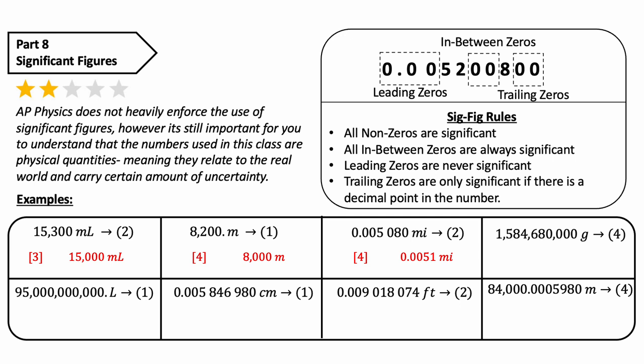Now for the fourth one, we have the number 1,584,680,000 grams. And now I want to take this number. Well, first I want to know how many sig figs are in here. Well, all of those numbers in front are non-zeros. So are those last 4 zeros significant or not? No. They are trailing zeros, and there's no decimal in here. So the 1, 5, 8, 4, 6, 8 are all significant. How would I round this down to 4 sig figs?